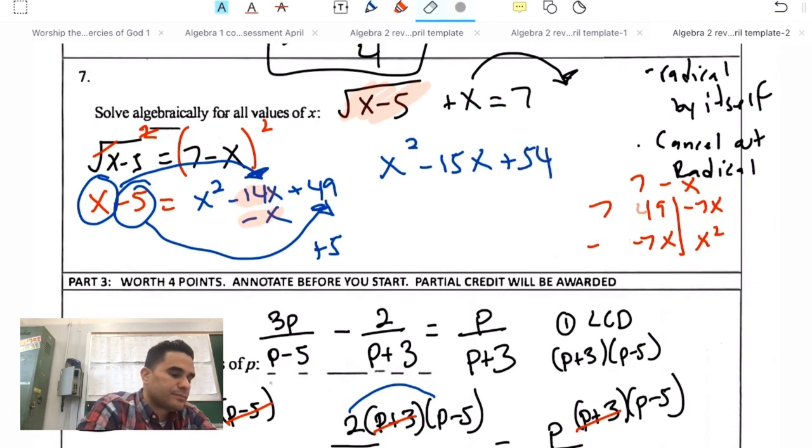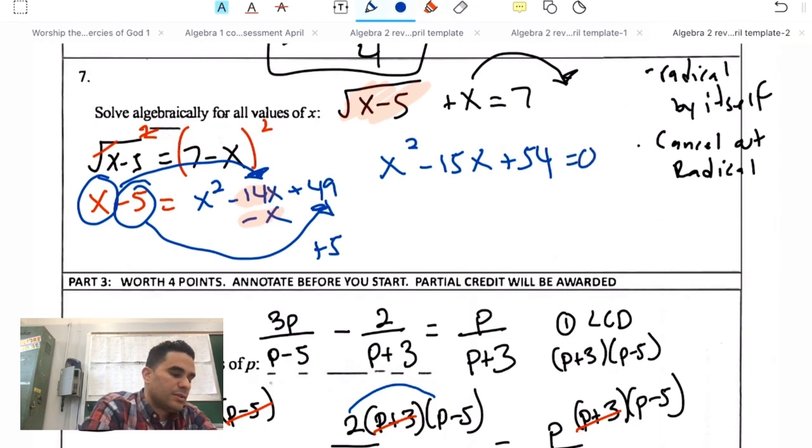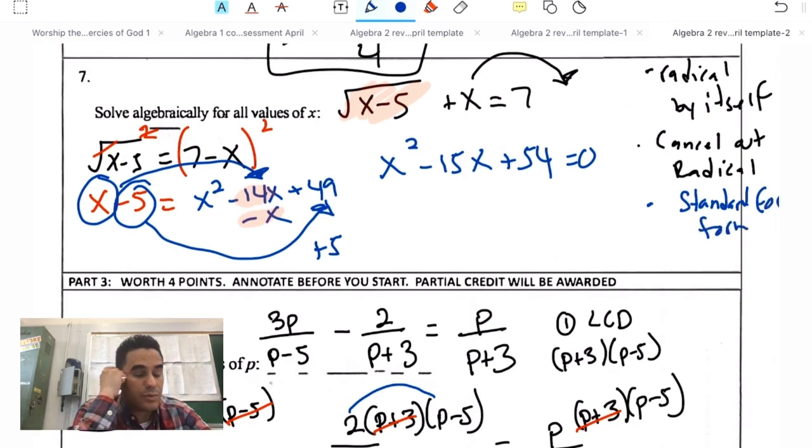Okay, so what we just did, write in standard form. And now we're going to have to solve x.